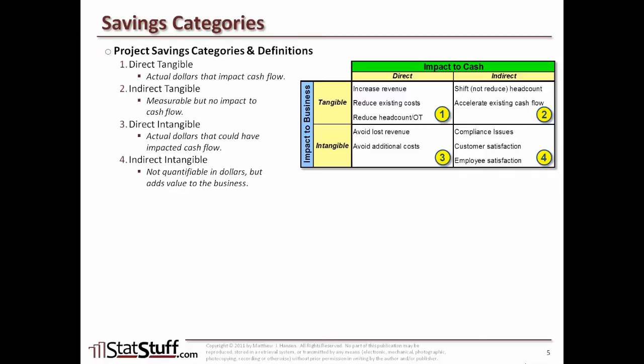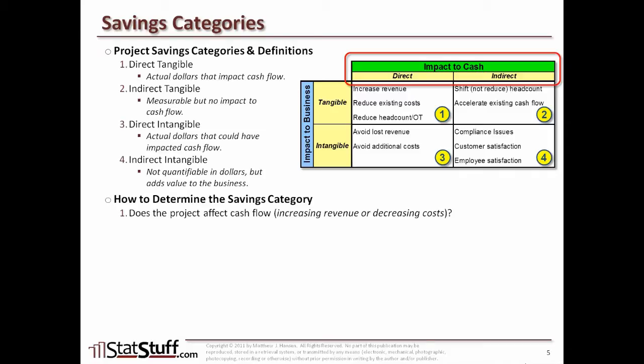So how do we determine when we have different types of financial savings in a particular project or initiative that we're working? How do we determine the types of savings category that it might fall into? Well, I think there are two basic questions that we can ask ourselves to figure it out. First of all, does the project affect cash flow? For example, is it increasing revenue or decreasing costs in some way? If it is, then it would be a direct savings. If it's not, then it would be indirect. That would determine which column it would fall in.